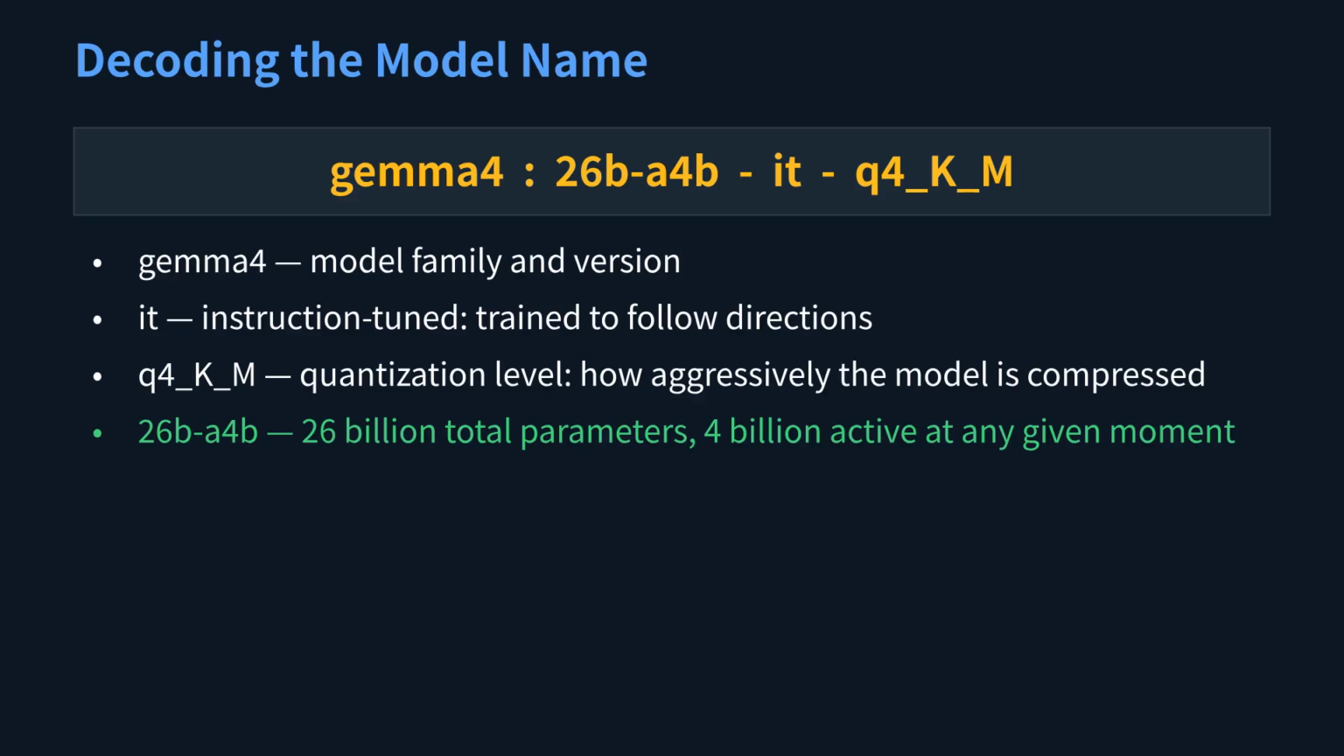The first part, Gemma 4, is just the model family and version. The IT means it's an instruction-tuned model, trained to follow directions. The Q4KM refers to quantization. Basically, how aggressively the model has been compressed to fit in memory. But the part we really care about today is 26B A4B. The 26B means the model has 26 billion total parameters. Those are the numbers inside the neural network that define what the model knows. And the A4B? That stands for active parameters. Only 4 billion of those 26 billion parameters are actually used for any given piece of text the model processes.